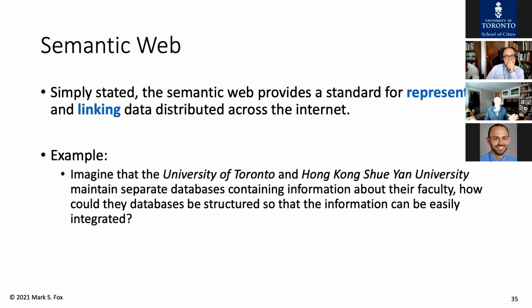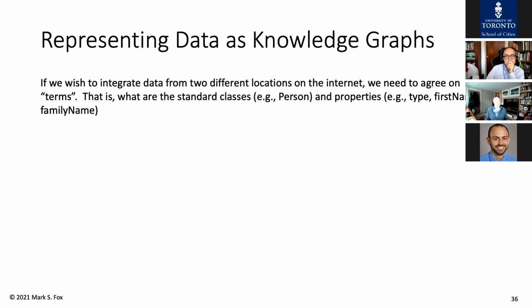So imagine that the University of Toronto and Hong Kong Shue Yan University maintain separate databases containing information about their faculty. How could these databases be structured so the information can be easily integrated or related? So if we wish to integrate data from multiple places, we need to agree upon the terms. That is, if we have this knowledge graph that's spread across the world, and we have these knowledge graphs in these two different universities, the very first step that we have to take if we want to be able to link them together, if we want to be able to interpret them consistently, is that we have to agree upon the terminology.